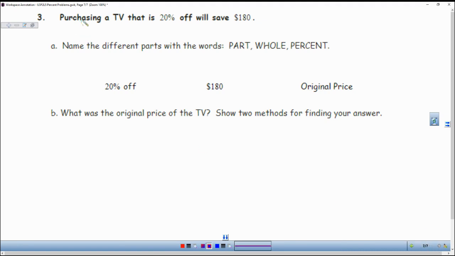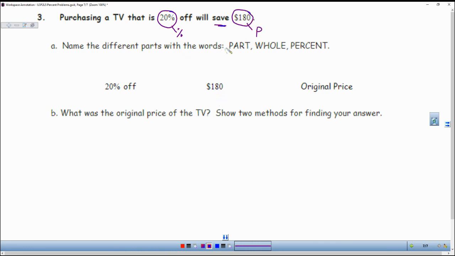Same type of deal here. It says purchasing a TV that is 20% off will save $180. All right, so the 20%, that's the percent. So you're going to save $180. So we're thinking, is that the whole price or part of the price? I'm thinking that that's the part of the price, because normally you wouldn't save the entire price and it's only 20% off. If it was 100% off, then you'd save the whole thing. But this is just $180 off. That's a pretty good deal. So that's going to be the part, though.